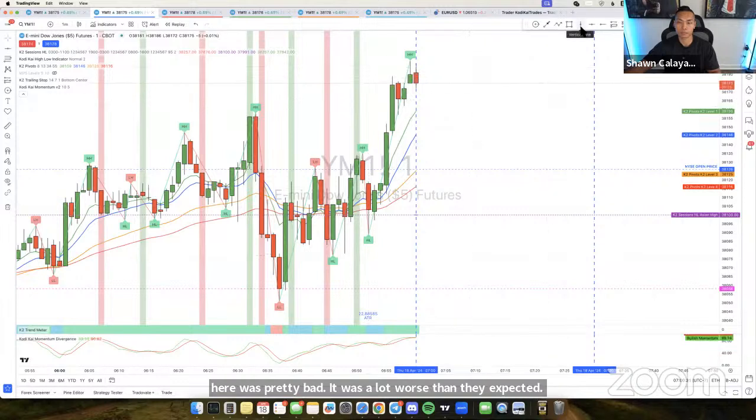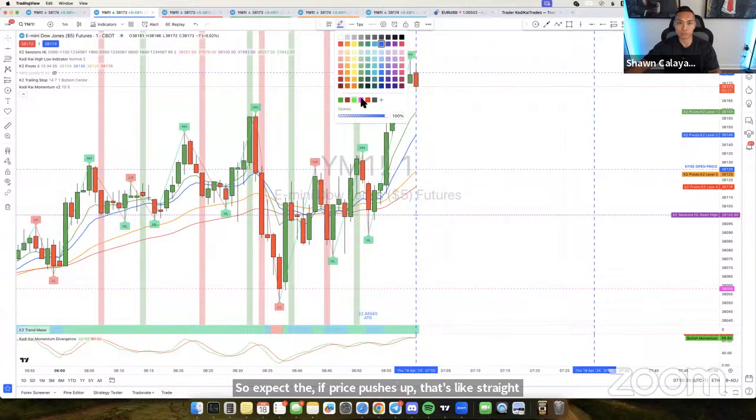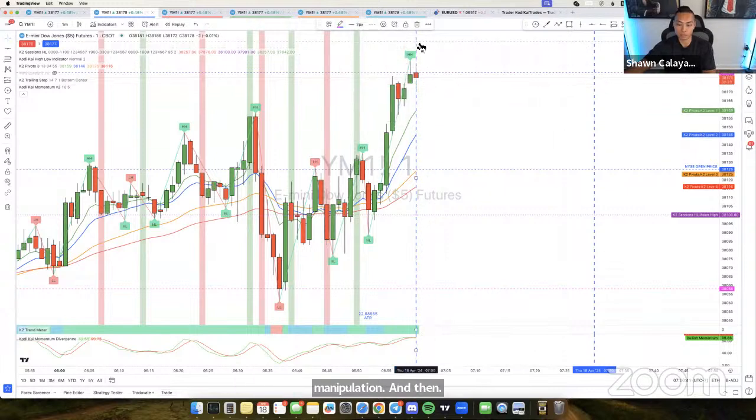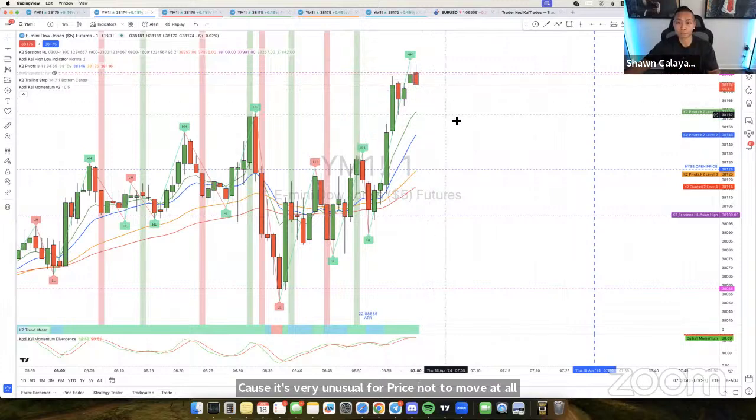So expect, if price pushes up, that's like straight manipulation. And then if price comes down, that's like a correction to where it's supposed to go. But I would be very careful about taking any entries here, because it's very unusual for price not to move at all when the news is that bad.